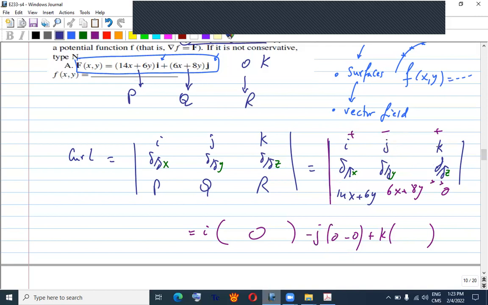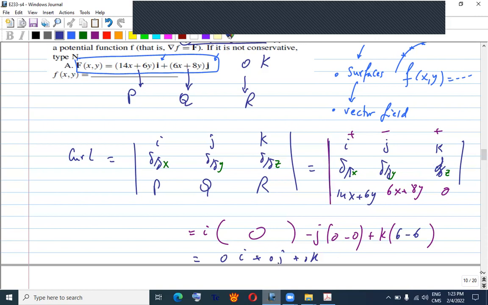This one is conservative, because when you derive this with respect to x, it is a 6. Derive this with respect to y, it is a 6. 6 minus 6 gets a 0 back, which is nice. So this is the way you want to show it to be conservative, using the curl. So we got 0, which is 0i, 0j, 0k.